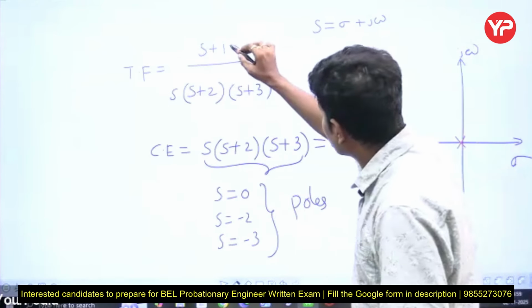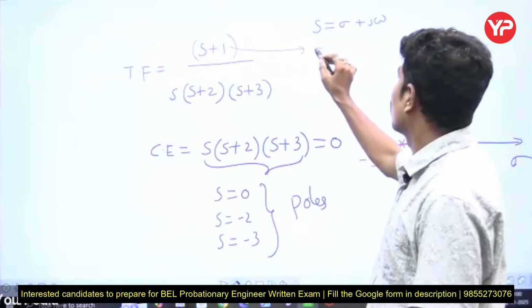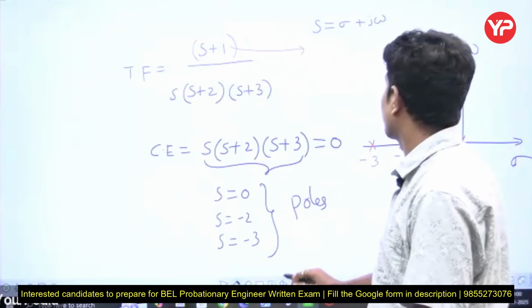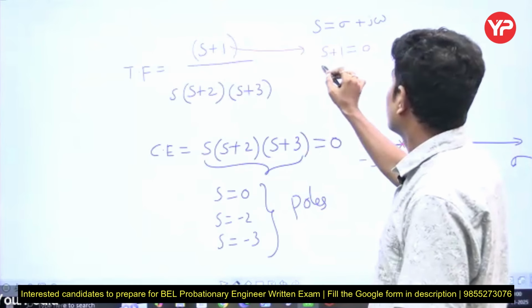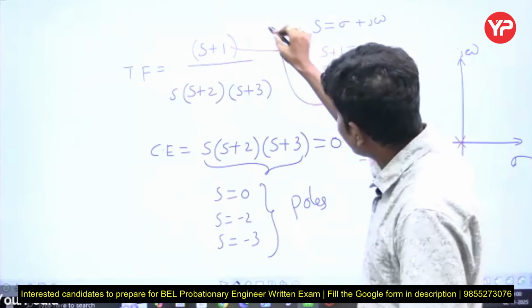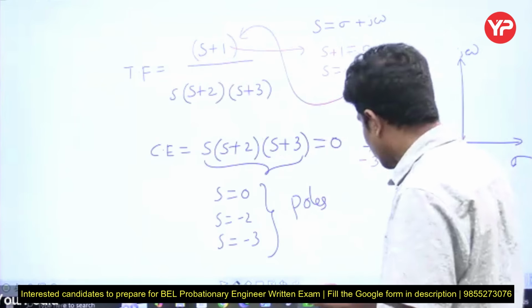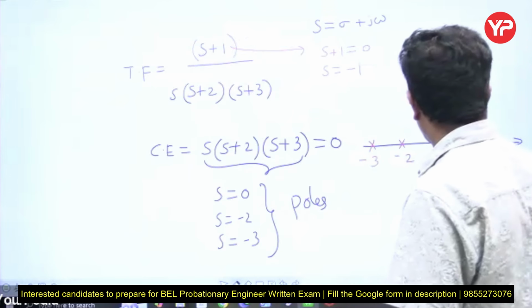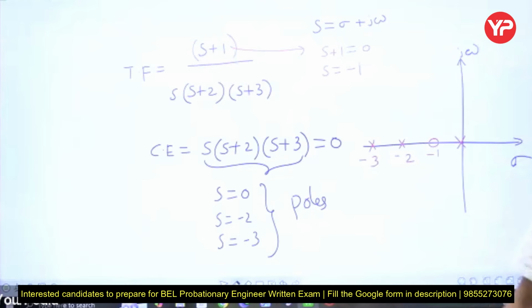If the numerator of any transfer function is equal to 0, s plus 1 is equal to 0. From this we get s is equal to minus 1. If I put this minus 1 again in this one, minus 1 plus 1, how much is it? 0. 0 anything is what? 0. That's why that is called a zero of the transfer function. Just look at it once.